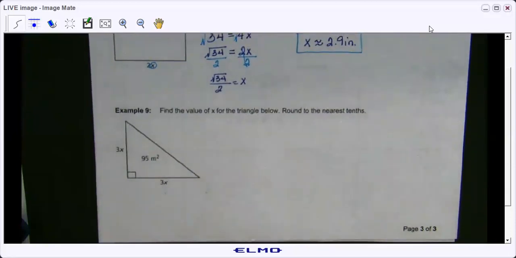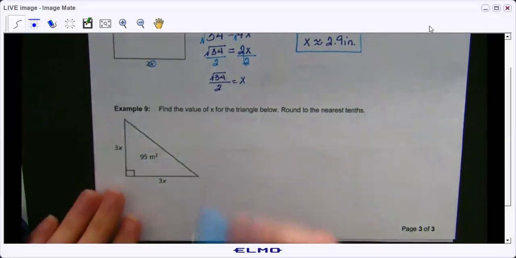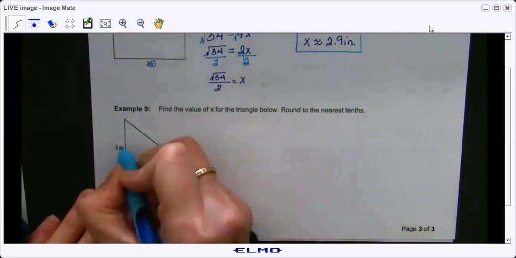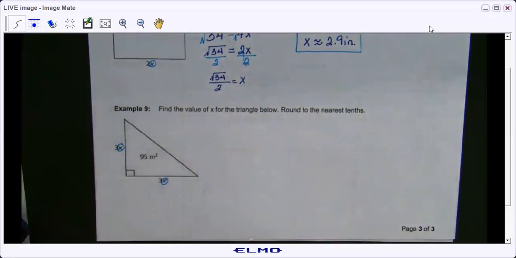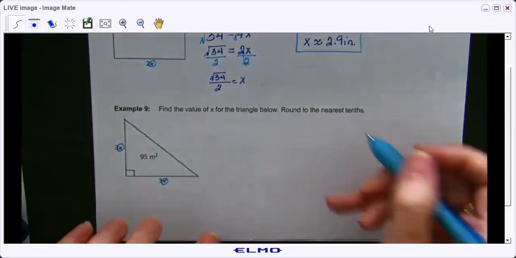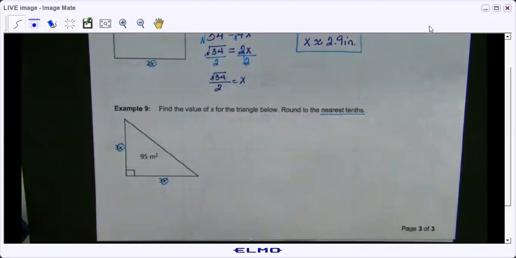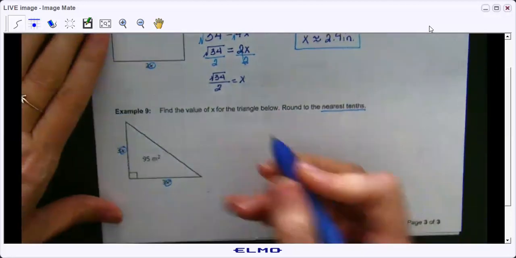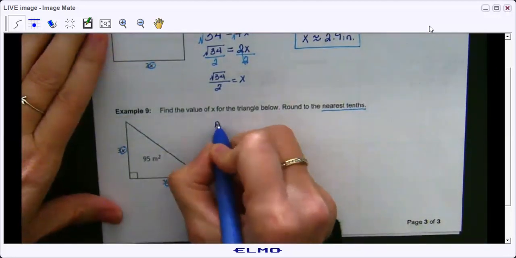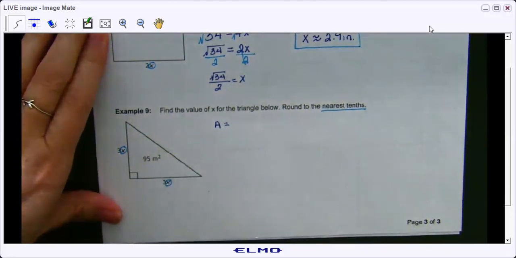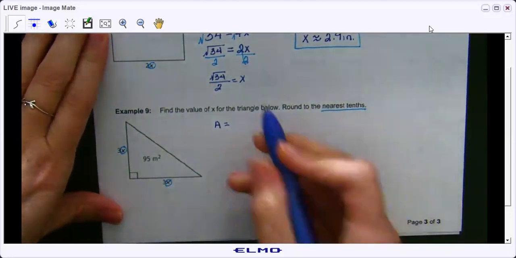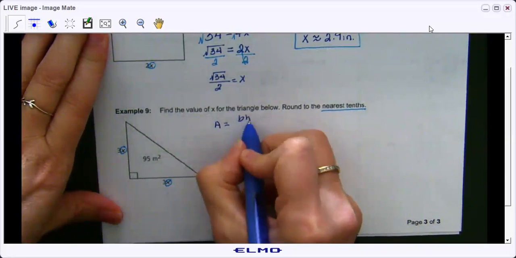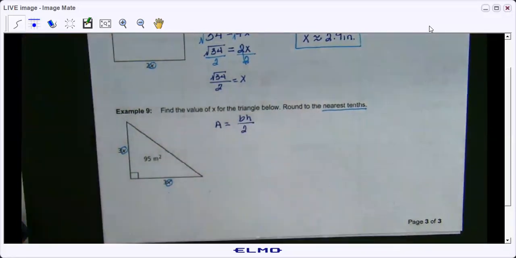All right, it says find the value of X for the triangle below. So I'm going to find the value of X. And it says round to the nearest 10th. Someone remind me of the formula for the area of a triangle. Base times height divided by 2. Yes. So I heard someone say half times base times height. That is also correct. I prefer to do the division by 2, but you could do it either way.